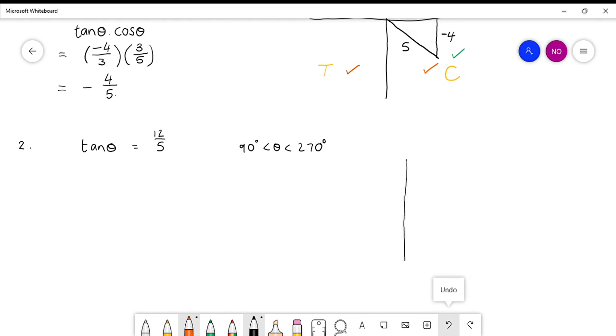We know that tan is positive. So for this one, I'm going to say in which two quadrants will tan be positive? 1 and 3.